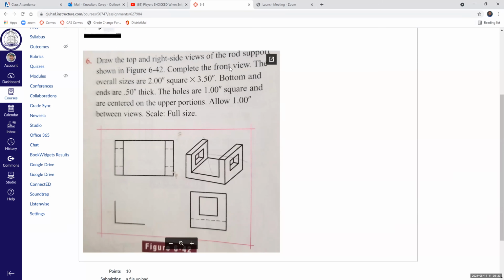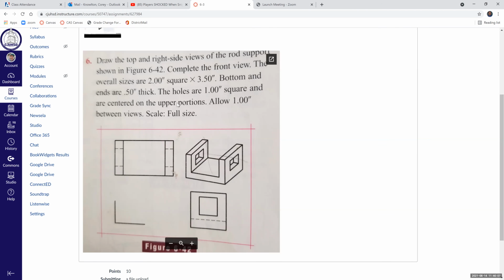we're going to complete the front view in its proper location. The overall size is 2 inches squared. Again, that means the height is 2 inches, the width is 2 inches, and the length is 3.5. It says the bottom and the ends are 1/2 inch thick. So 0.5 here, 0.5 here.